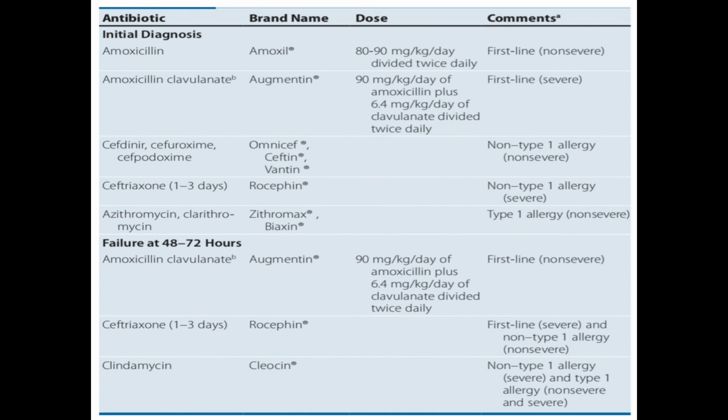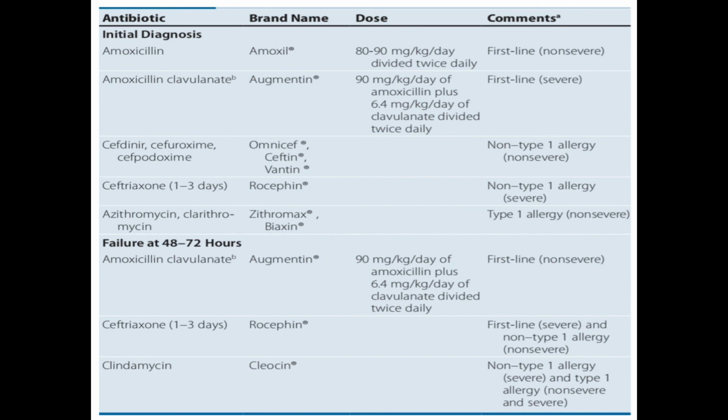Whereas for severe cases, we can use the first line agent amoxicillin clavulanate with a dose of 90 mg per kg per day of amoxicillin plus 6.4 mg per kg per day of clavulanate divided twice daily. In case the patient has a non-type 1 allergy, if it is non-severe, we can treat with cefdinir, cefuroxime, cefpodoxime. And if it is severe, we can treat with ceftriaxone for 1 to 3 days. In case of type 1 allergy, if it is non-severe, we can treat with azithromycin or clarithromycin.